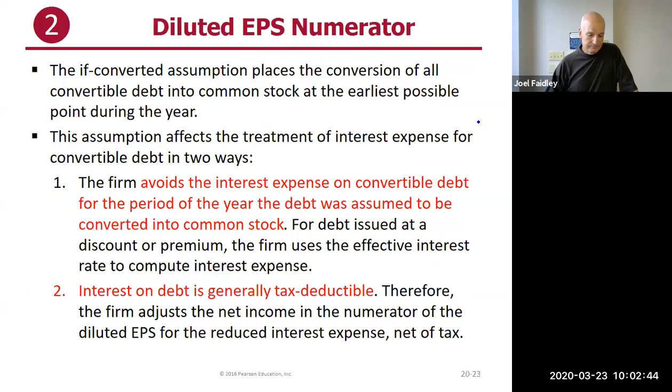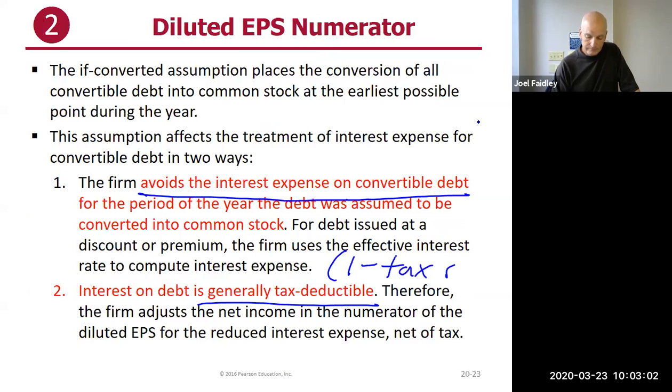Convertible debt, diluted earnings per share numerator. So if it's converted into shares of common stock, you're going to avoid the interest expense on this convertible debt, right? Yes, and that's going to be generally tax deductible, so you have to do 1 minus the tax rate. The tax rate's 40%. 1 minus 40% is what? 0.60. So 0.60 times your interest expense tells you how much needs to be added back to your numerator.